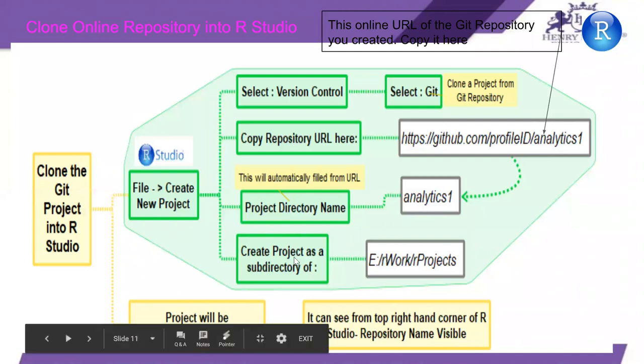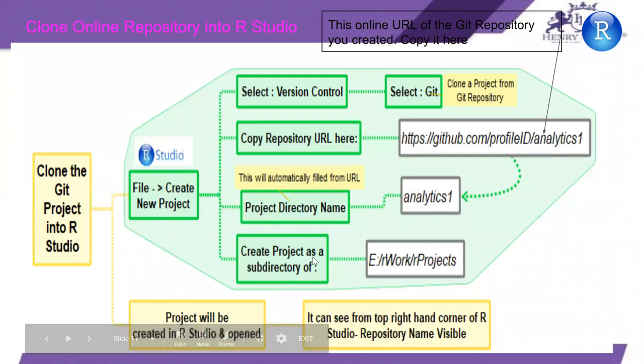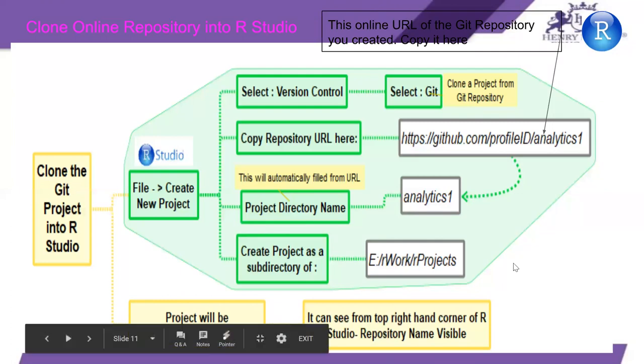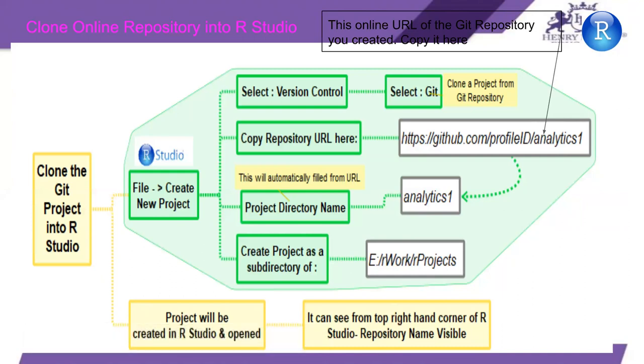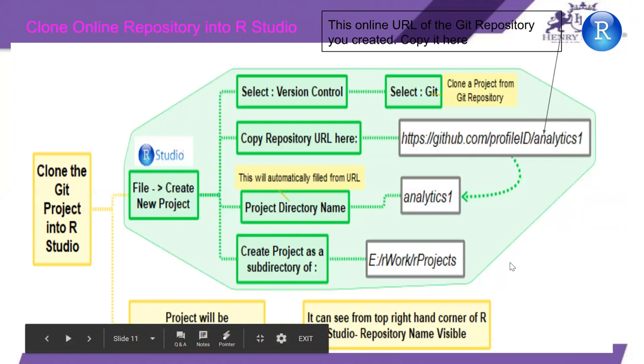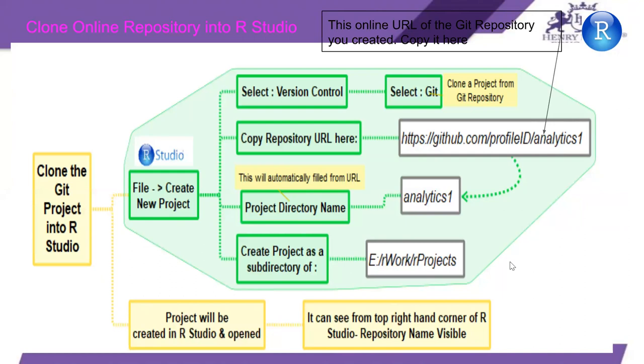And also it will tell you that you are trying to create a project as a subdirectory of the folder. So please go to browse and select the correct folder, the folder where you had created R projects, either C, D or E drive. Now once you select create project, the R project will configure itself pointing to the project name, which you can see from the top right hand corner of your R Studio.